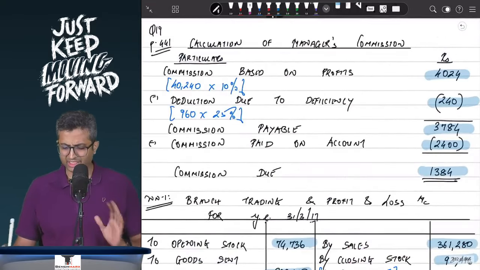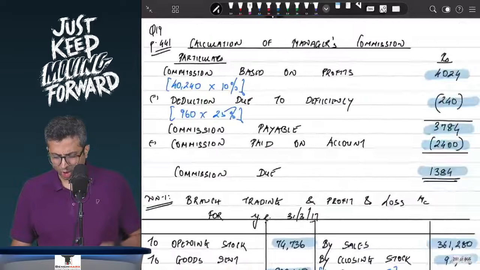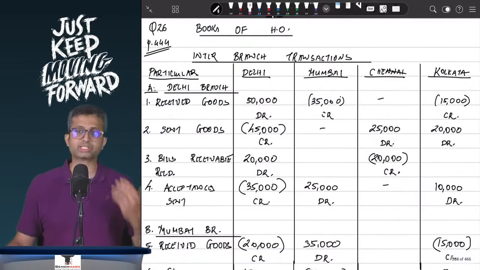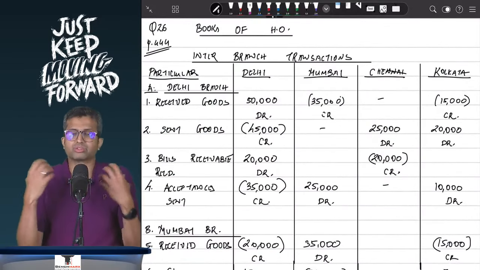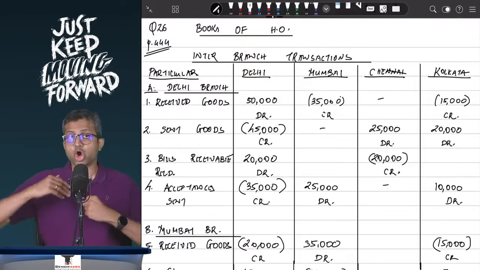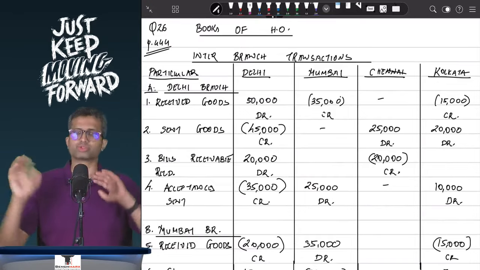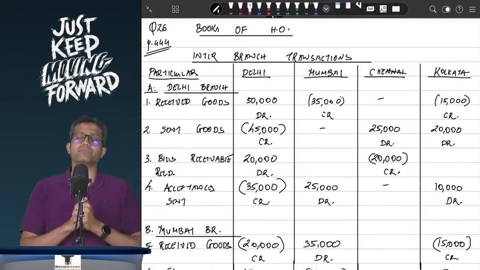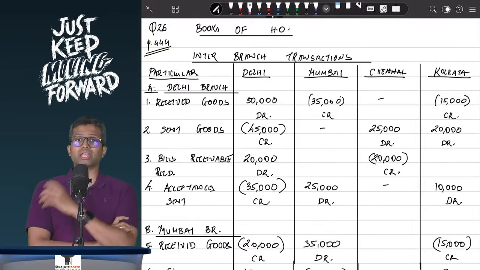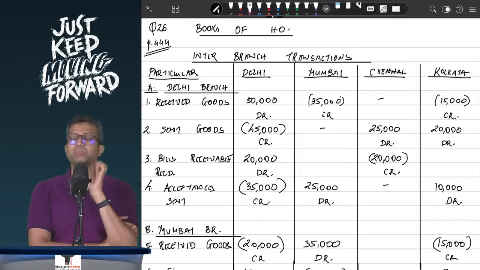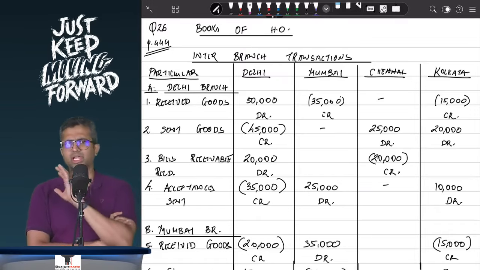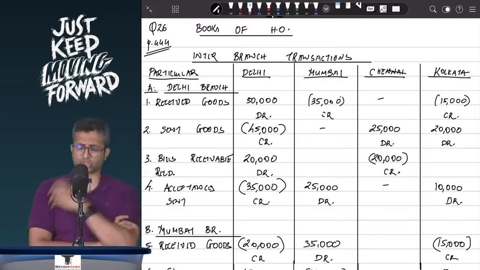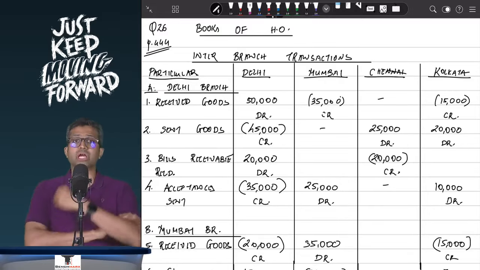Okay, that takes care of question number 21. Also, there is another question. I think this is 26. This is on inter-branch transactions. If you logically think of transactions going from one branch to another, all the things that we have done till now is a transaction between head office and the branch. However, there can be a company which has multiple branches, one in Chennai, one in Delhi, one in Kolkata, one in Mumbai, all the metros, and all of these branches are giving goods to each other.